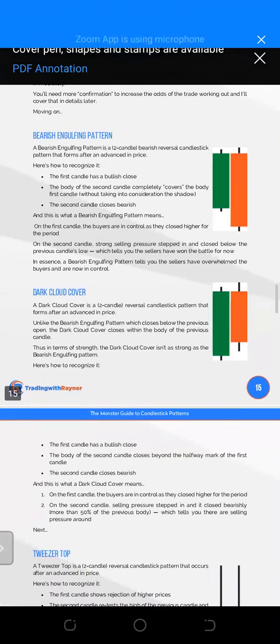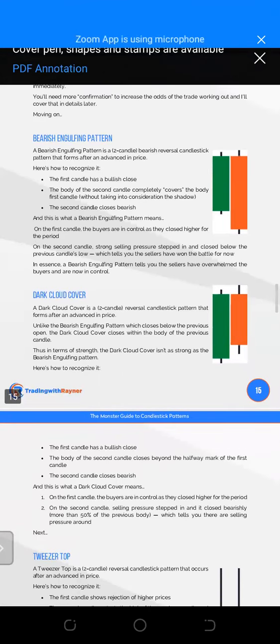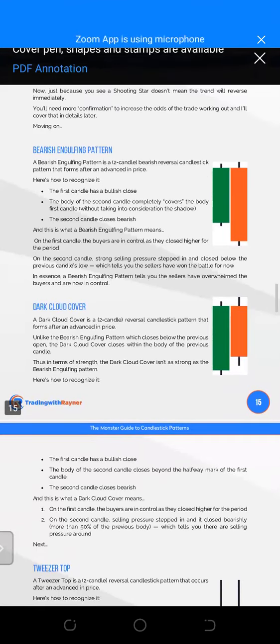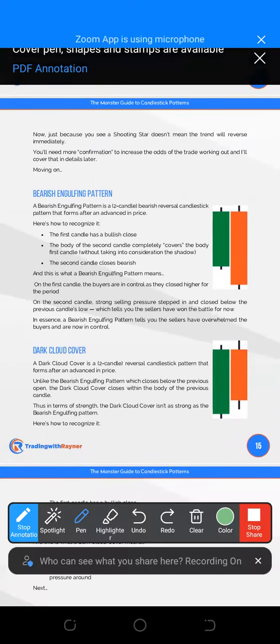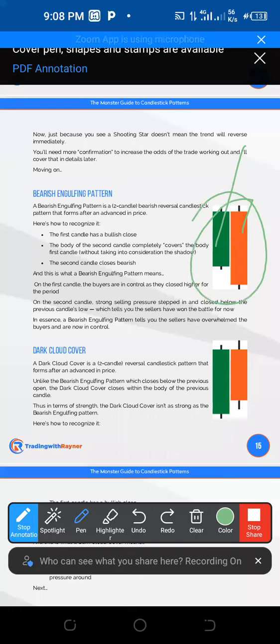Bearish engulfing pattern is actually a 2 candle bearish reversal candlestick. Then, how do you recognize that? The first candle is a bullish close. That is, the first candle is green. Then the body of the second candle completely covers the body of the first candle without taking into consideration the shadow. The second candle closes bearish. So anytime you see something like this, you know this is what we call bearish engulfing pattern.